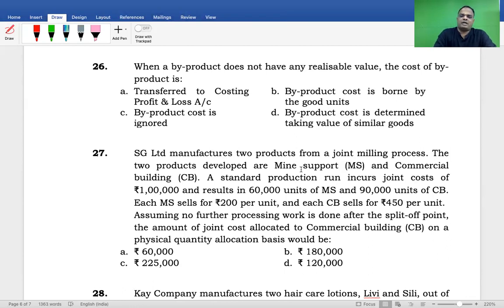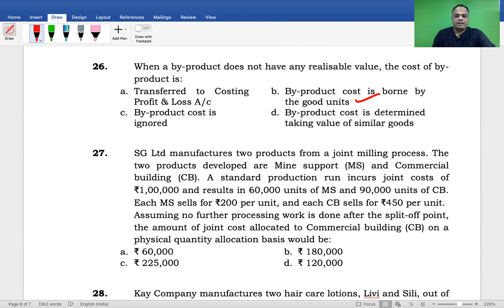When byproduct does not have any realizable value, the cost of the byproduct is transferred to costing P&L account. Byproduct cost is borne by the good unit. Byproduct cost is ignored. Byproduct cost is determined taking the value of similar goods. Transfer the cost to P&L. Read the question twice and tell. Not having realizable value, it is not transferred; byproduct cost is borne by the good unit only. Okay, it's absorbed by the good unit itself.